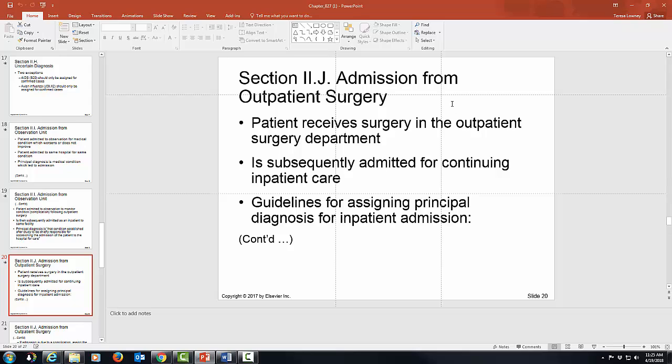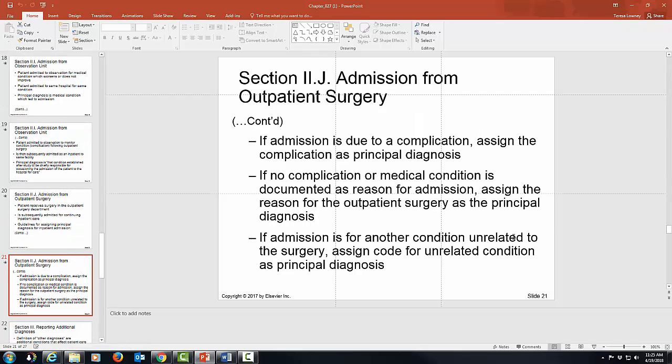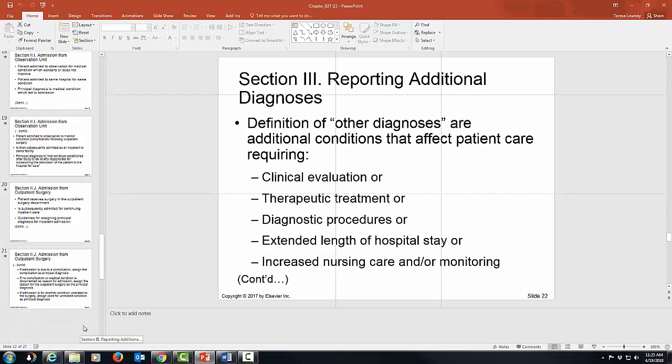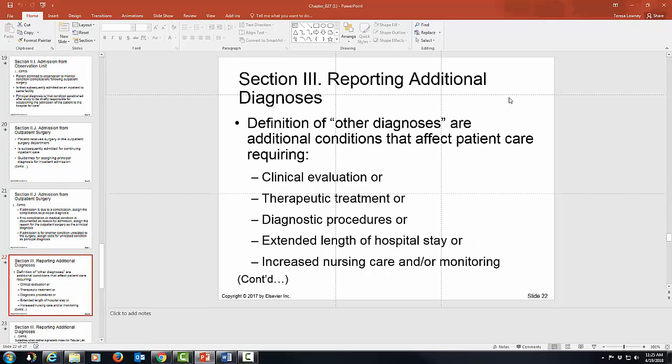Section 6J, we're continuing with admission from outpatient surgery. For example, a patient receives surgery in the outpatient surgery department. He's then subsequently admitted for continuing inpatient care. Then you need to follow those same guidelines for finding your correct diagnosis. If it's due to a complication, assign the complication. If there's no complication or medical condition that can be documented as the reason for the admission, assign the reason for the outpatient surgery. If admission is for another condition unrelated to the surgery, then you're going to code that as your principal diagnosis.